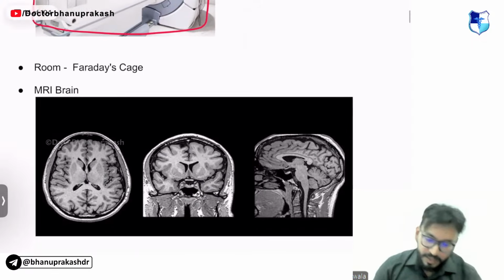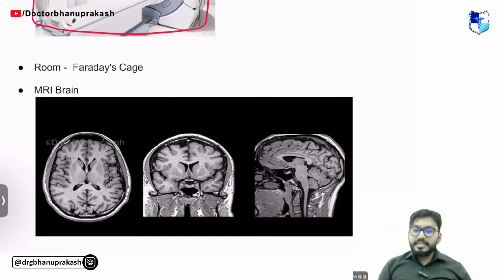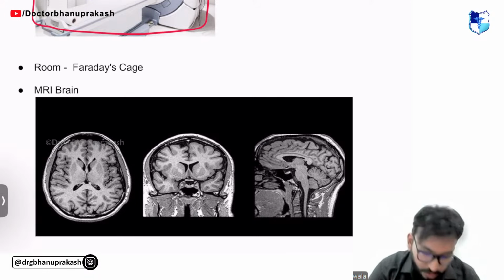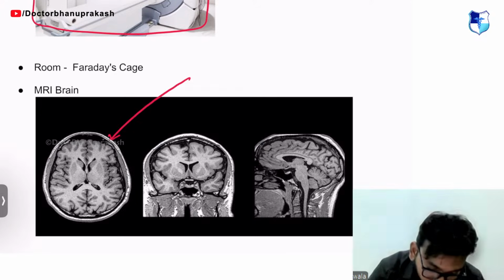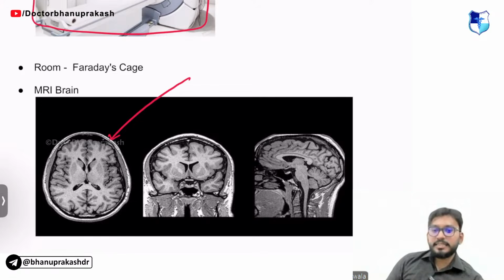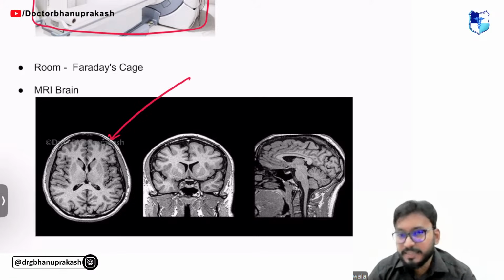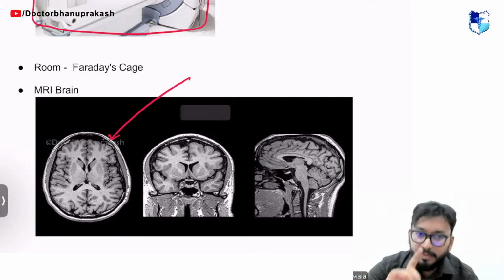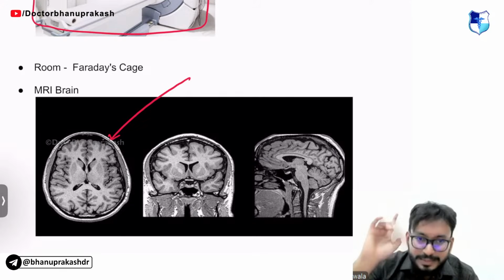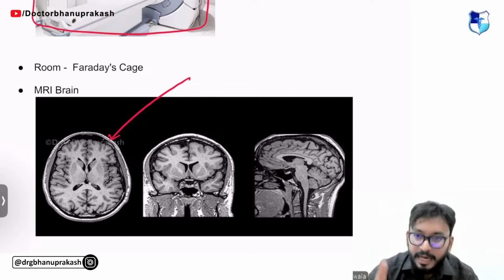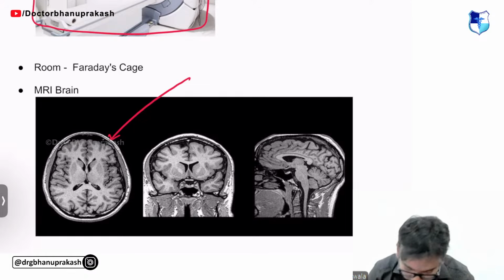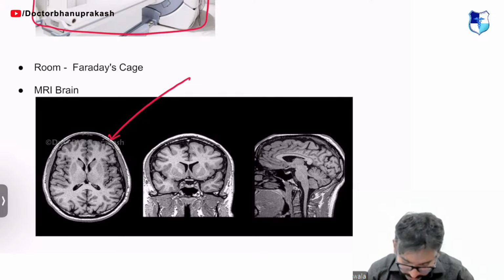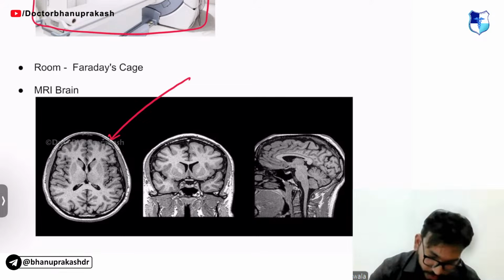Look at this, guys. This is an MRI brain. A lot of people might think that this is the cortex, the cortical bone, the skull, and that this is a CT scan. But please don't get confused. This is not the cortical bone. This is not the skull. This is the scalp fat, which appears white. This is an MRI, guys.